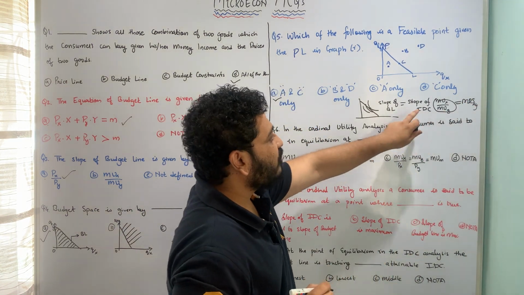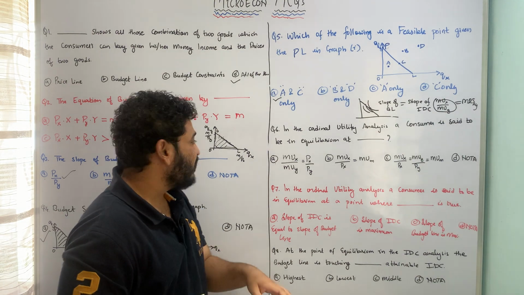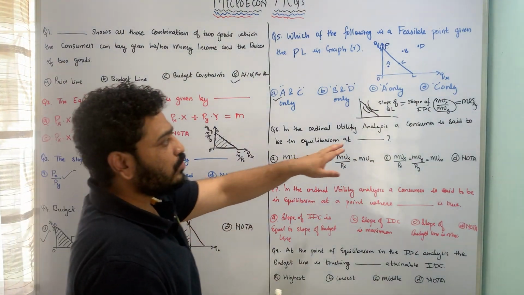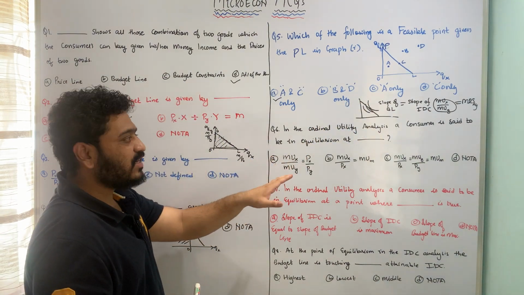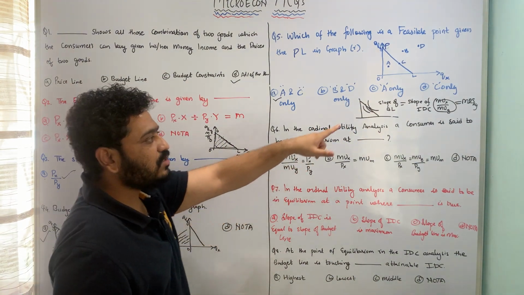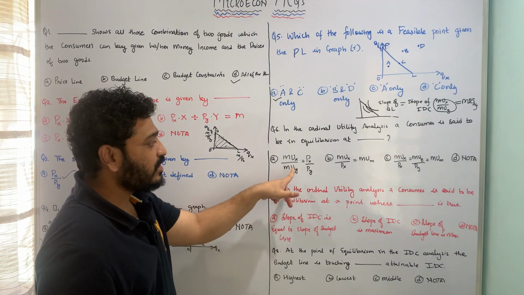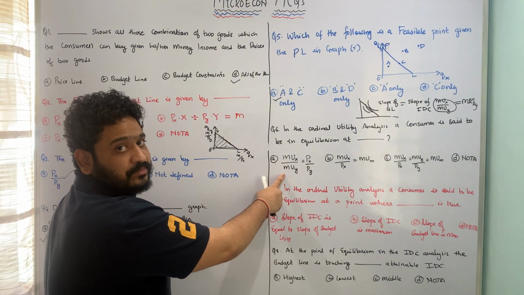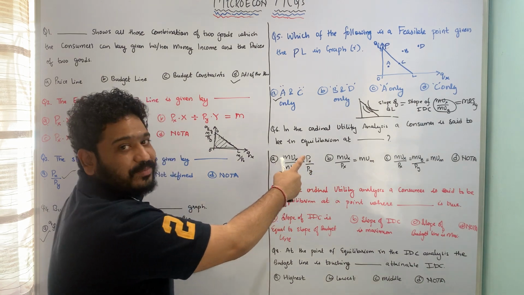Yeah, and the slope of the indifference curve, I have just derived here, is Px upon Py. So let us look at where this equality is being satisfied. Option A is talking about marginal utility of x upon marginal utility of y should be equal to Px upon Py. Either way, that is, the slope of the indifference curve should be equal to the slope of the budget line.